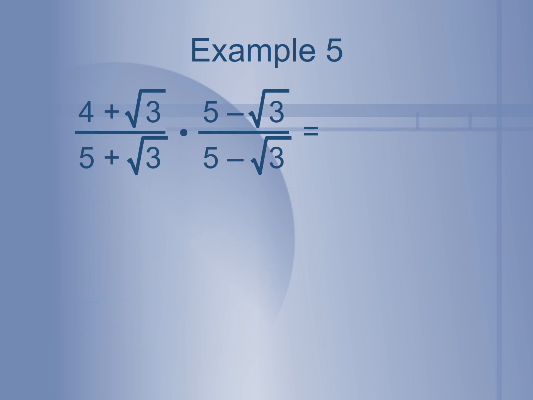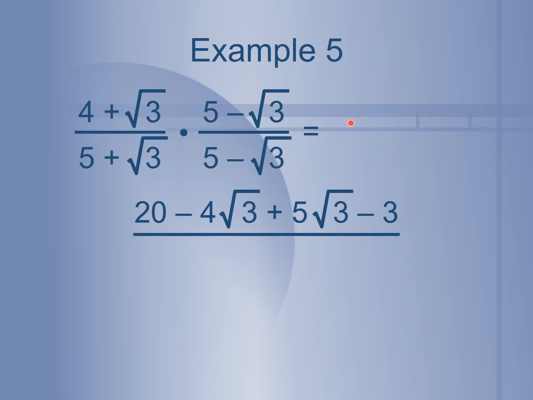And so we're going to have to FOIL or box method the top, and then the bottom, you can FOIL or box method, or you can remember difference of squares. So when I FOIL the top, I get, for my first term, 4 times 5, which is 20. For my outer terms, I have 4 times negative square root of 3, which is negative 4 square roots of 3. For my inner, I have the square root of 3 times 5, which is 5 square roots of 3. And then for my last, I have the square root of 3 times negative square root of 3, which is minus 3. And then for the bottom, we're going to go ahead and use difference of squares.